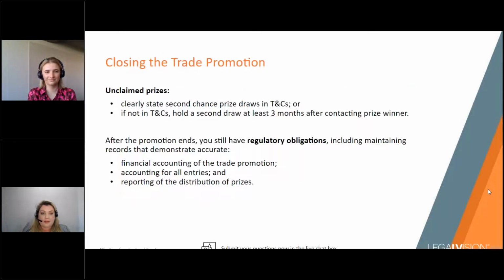So now we've talked about how to run the trade promotion, what your ongoing obligations are. Caroline's now going to talk about how to close the trade promotion.